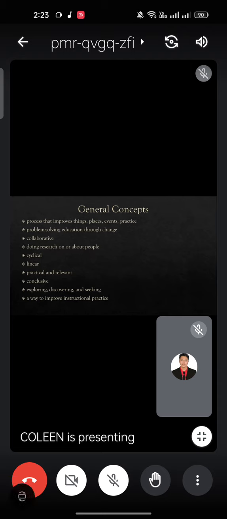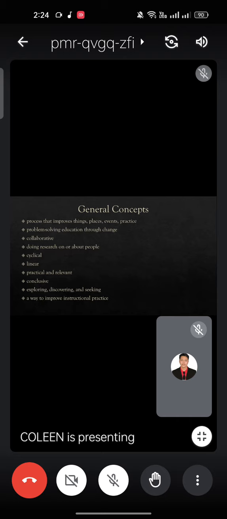We have to be open-minded. If the research paper will be presented to us and the results do not conform to our desires, let us use the results as a basis for decision making. Let us use the results as basis for decision making to improve instructional practice. Do you have questions about the general concepts?